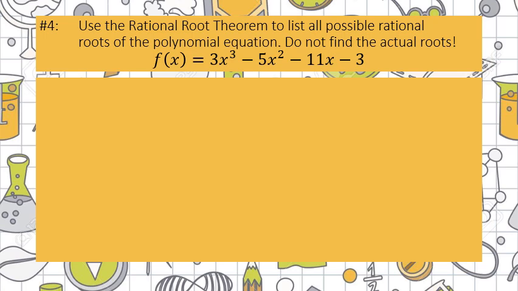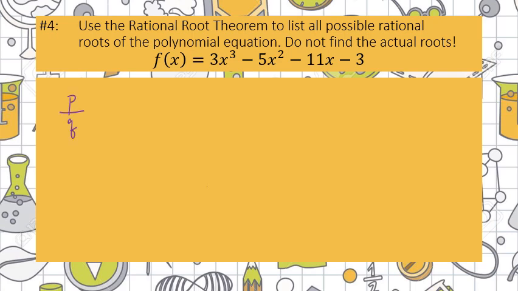In this problem, we are asked to use the rational root theorem to find the possible rational roots. We don't actually have to find which ones work. We're just looking for which ones are the possibilities. So in order to do that, we're going to use P over Q.